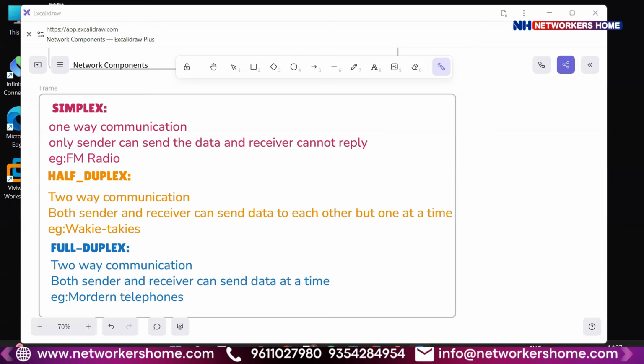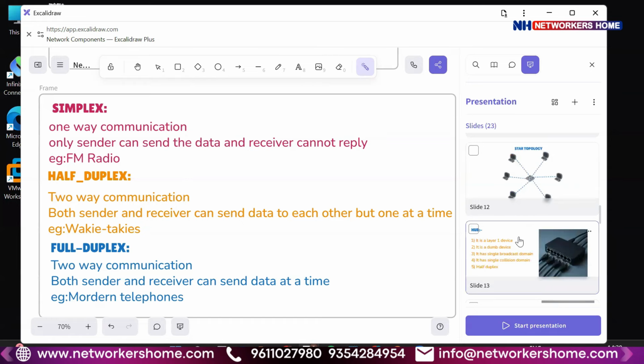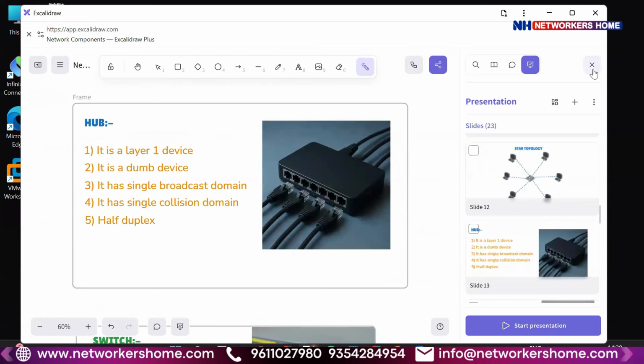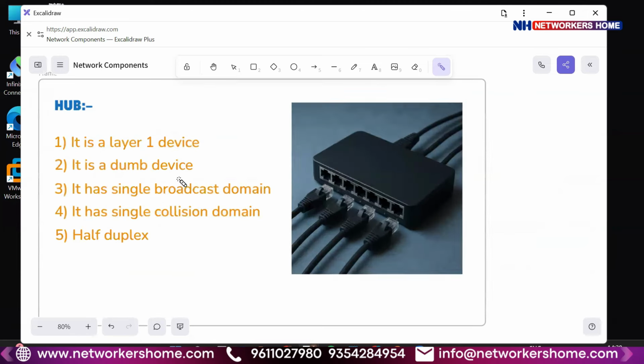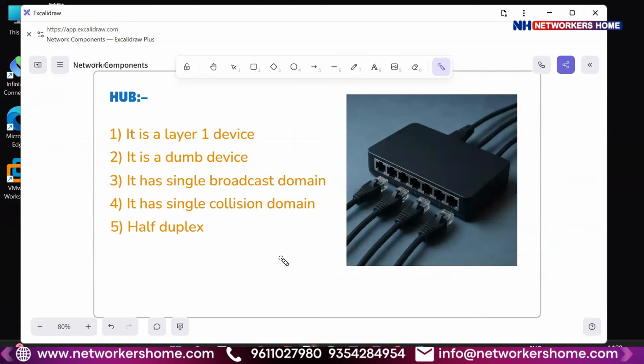Now, the next thing I'm going to teach you is network devices. What are the devices, and why are some devices not used nowadays? In that, you will understand why we depend on full duplex. Now we will learn the networking devices. We have a device called a hub. This is your hub device.